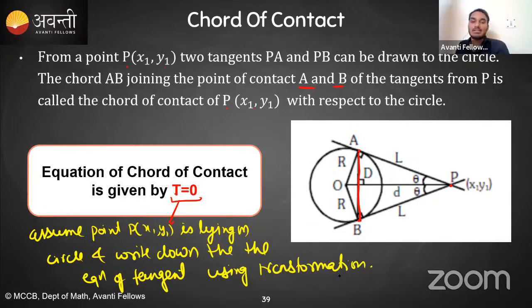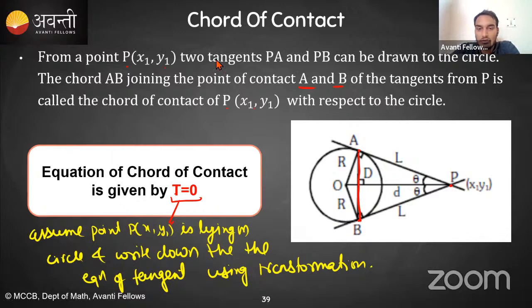So see, you just assume that the point P (x1, y1) is lying on the circle and write the equation of tangent, but the point is not lying on the circle. So whatever we find using the transformation will not give you the tangent equation. Yes or no? Because the point is not lying on the circle. So what would that give you? That will give you the chord of contact equation. Is that clear? So equation of chord of contact, समझ में आया? What is the chord of contact?